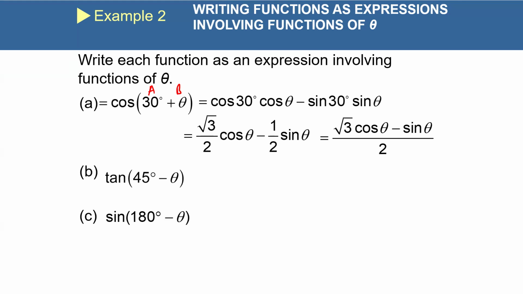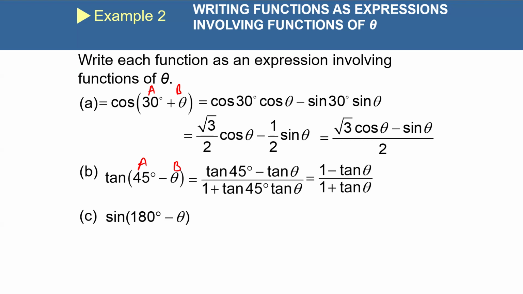All right, so now we're going to do tangent of 45. Tangent of 45 minus theta means I'm going to have tan of A minus tan of theta over 1 plus tan of 45 times tan of theta. Okay, so what's the tan of 45? It's just 1, right? Square root 2 divided by 2 divided by square root 2 is 1. So tan of 45 is gonna be 1.